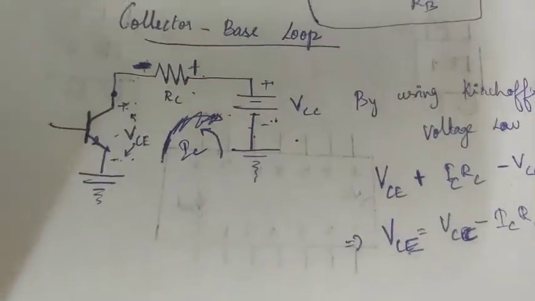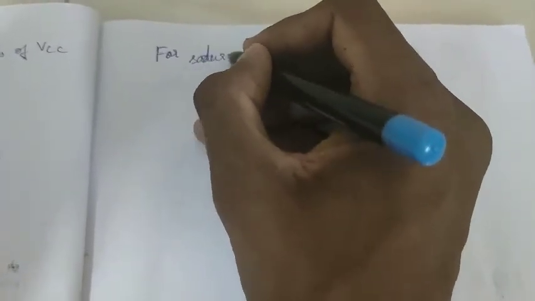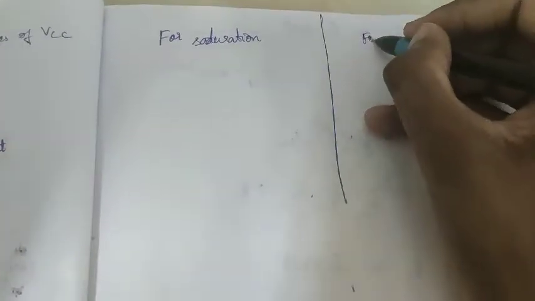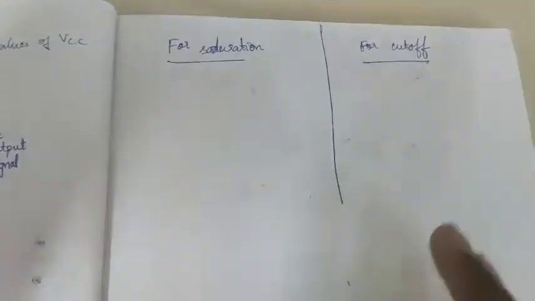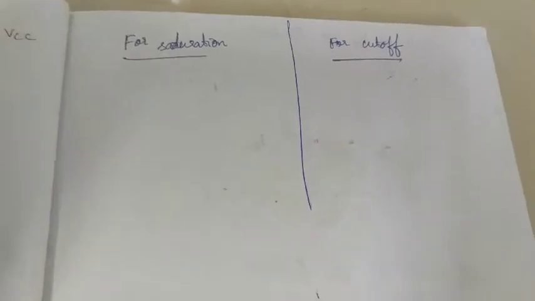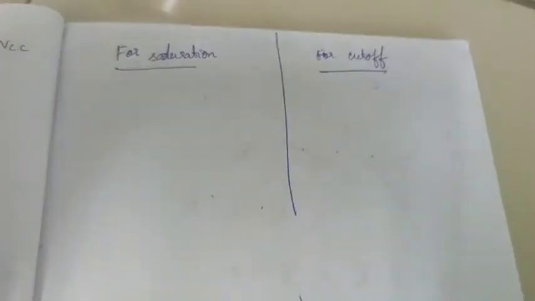So this is the equation required for both the emitter base loop and collector base loop in the active region. And now we are going to write for saturation and for cutoff. I have separated them because I have to tell the characteristics first and then I can tell you what the resultant IC and VCE can be.